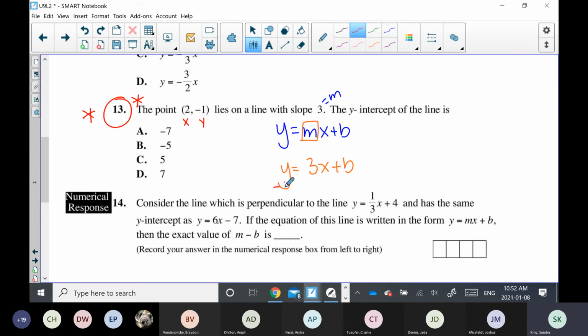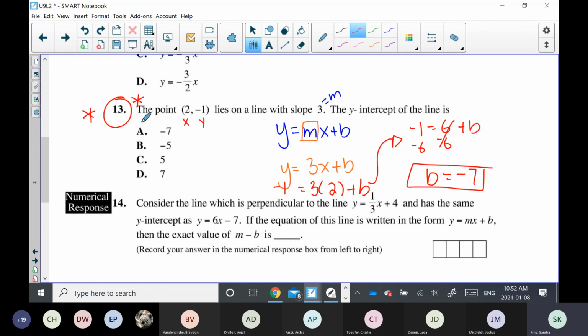Y is -1. So -1 is equal to 3 times x. X is 2 plus b. I'm just going to write this up here. -1 is equal to 3 times 2 is 6 plus b. And you are going to isolate b by getting rid of the 6. So subtract 6 from both sides. B is equal to -7. And that's your y-intercept. That is how you would do that question.